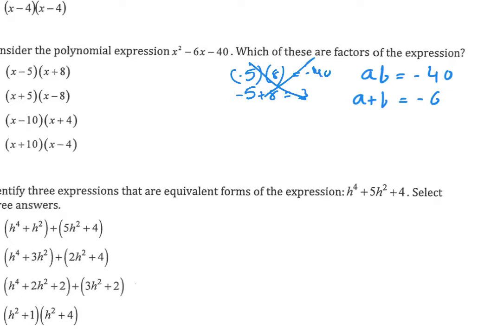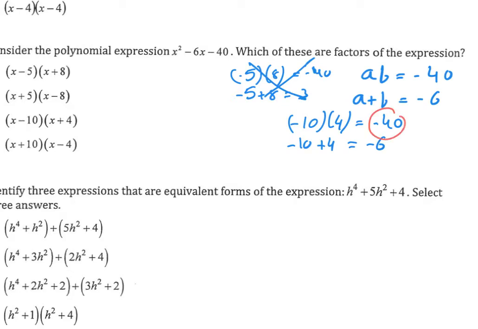What about 4 and 10? So we can have negative 10 times 4. That will be negative 40. But negative 10 plus 4, that will give me negative 6. And that's exactly what we need.